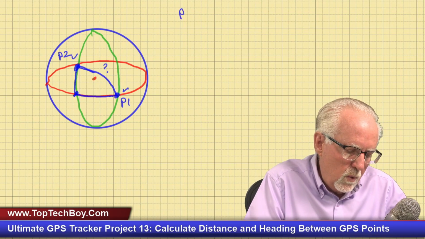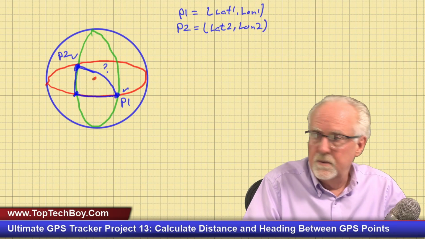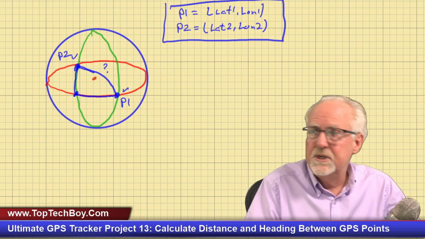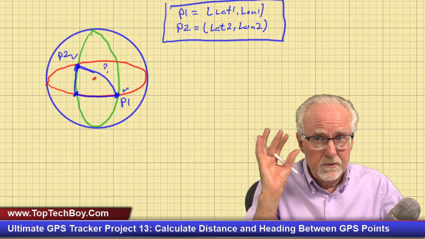So what does point 1 have? That is going to be a lat 1 and a lon 1. And then point 2 is going to be a lat 2 and a lon 2, like that. So those are just what? Two GPS points, lat, comma, lon, right? So you're with me here.